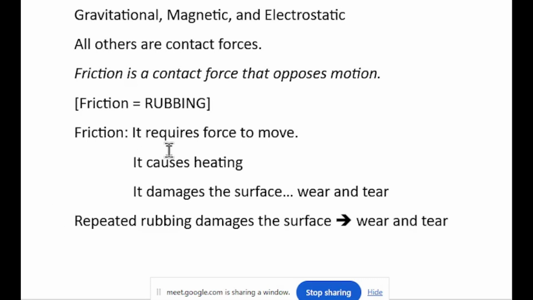So heat, opposing the motion, and wear and tear, these are the three main effects of friction. So the effects of friction: it opposes motion, that means it makes motion difficult. It opposes motion.